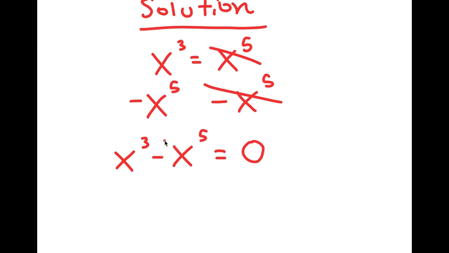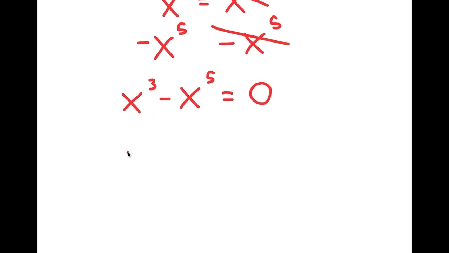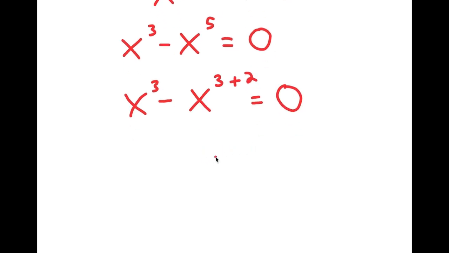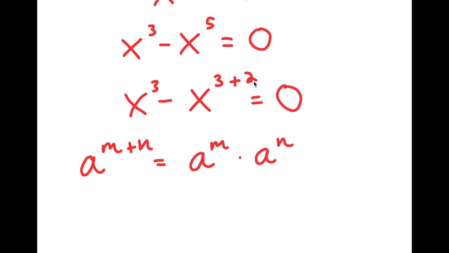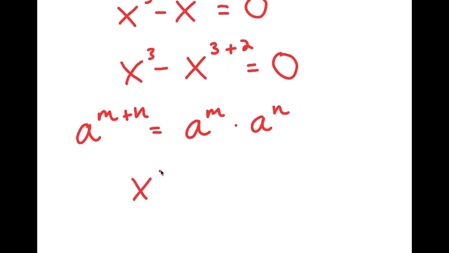Now, from here, x to the power of 5 is the same thing as x to the power of 3 plus 2. And an important property of exponents is that if I have something in the form a to the power of m plus n, this is equal to a to the power of m times a to the power of n. So x to the power of 3 plus 2 is going to equal x to the power of 3 times x to the power of 2.